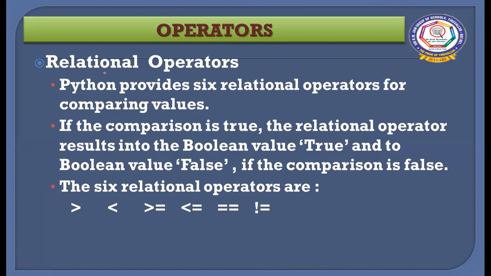Now we are going to discuss relational operators. Python provides 6 relational operators for comparing values. If the comparison is true, the relational operator results in a Boolean value, which we call true, and if it is false, it returns a false value. These are the 6 relational operators: greater than, less than, greater than or equal to, less than or equal to, equal to, and not equal to.